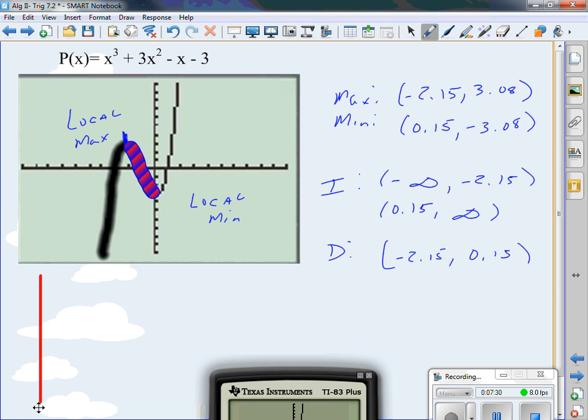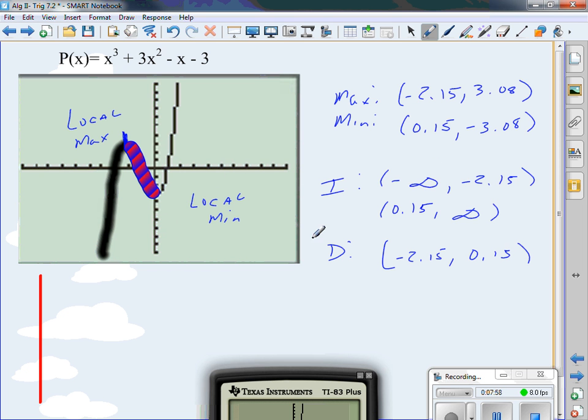It's negative infinity because it starts all the way down here. It's positive infinity because it's going to keep going up and up and up forever. I can start and I should be able to trace negative infinity to negative 2.15, negative 2.15 to 0.15, 0.15 to infinity. You should be able to trace through from negative infinity to positive infinity without any gaps.